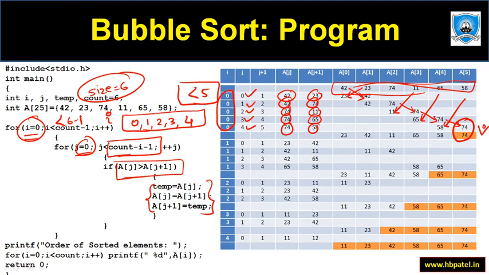Then next time i equal to 1. So for i equal to 1, again j equal to 0, 1, 2, 3. And again we'll be comparing all elements and swapping will be done. So in the end you will have a complete sorted list. You can simply pause this video and look at all these elements one by one.